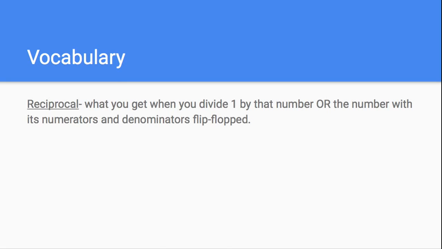Now, the technical definition of reciprocal is what you get when you divide 1 by that number. So, for example, the reciprocal of 2 is going to be 1 divided by 2. The faster way we do this, it's the number where we take the numerator and the denominator and we flip-flop them. So, for example, 2 would be written as 2 over 1. When you flip-flop those, it becomes 1 over 2. The reciprocal of 2/3 would be 3 over 2.